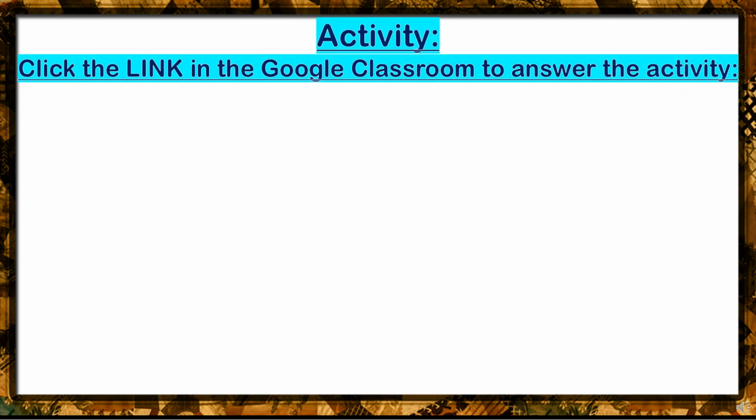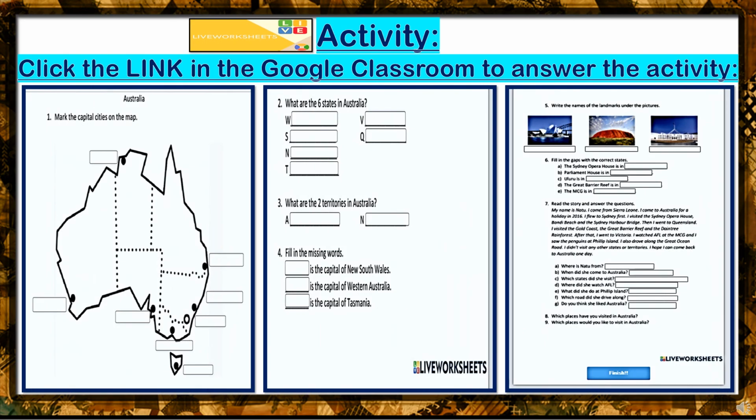Now class, for your activity, please click the link in the Google Classroom so that you can answer it, which is live worksheet, and it looks like this. Please write the capital cities on the map. The 6 states in Australia, the first letter is given. What are the 2 territories in Australia?